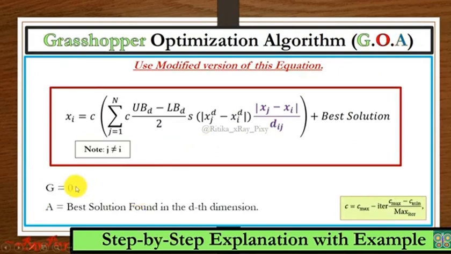Here gravity is 0 and instead of wind direction, you can see we use the best solution found in the current population, and the value for C can be computed using this equation. Here you can see the upper bound, the lower bound, and this is the distance between two grasshoppers.